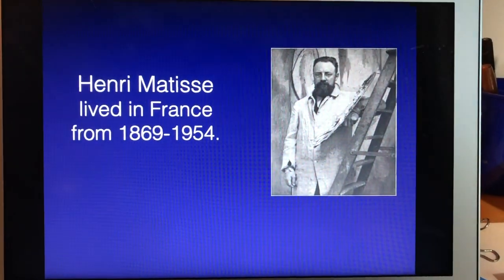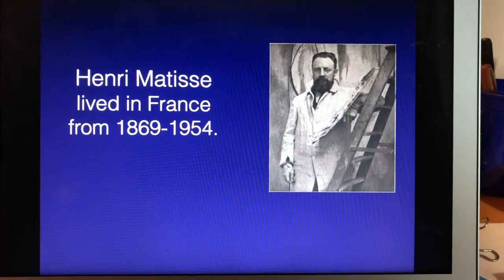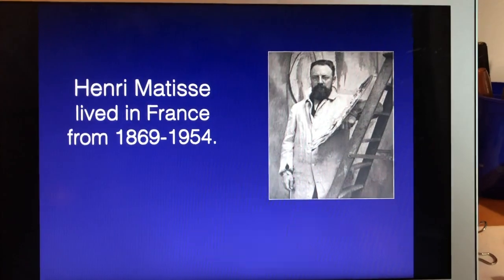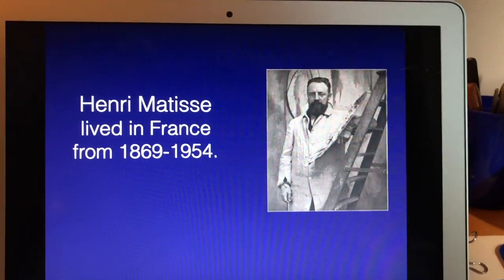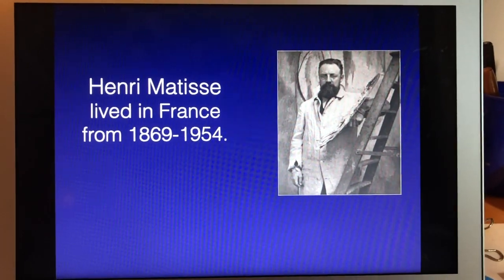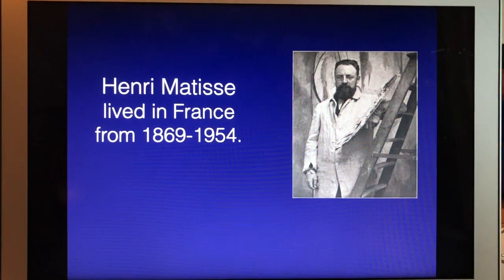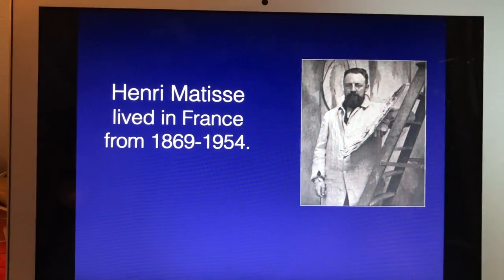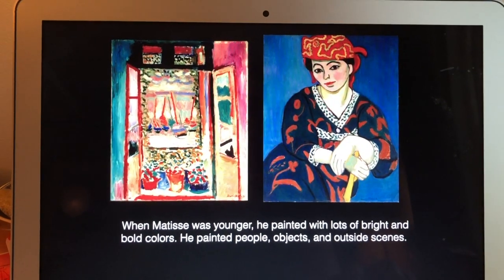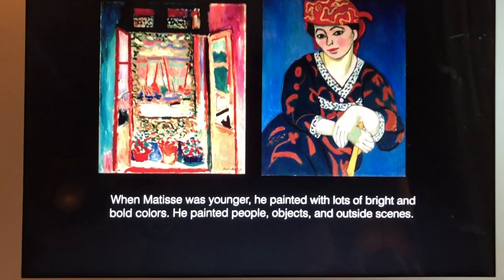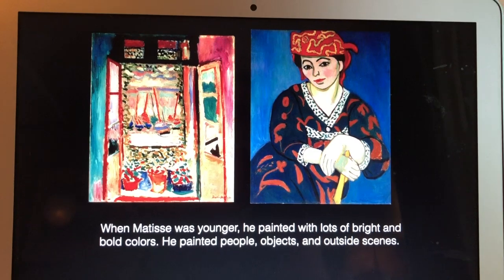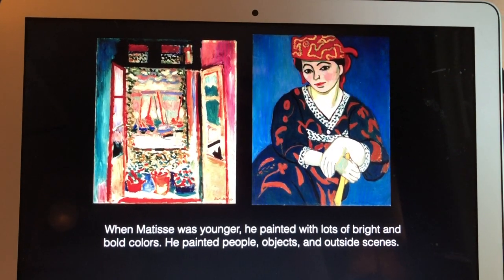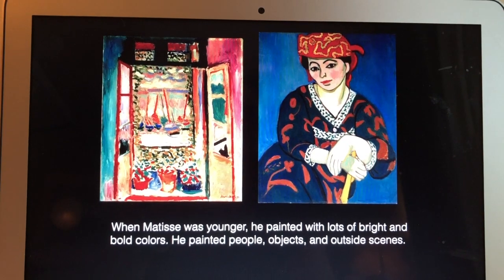Henri Matisse lived in France from 1869 to 1954. And you see something different about this slide with Matisse. We actually have a photograph of him because he lived in a time when there could be photographs of him. When Matisse was younger, he painted with lots of bright and bold colors. He painted people, objects, and outside scenes.